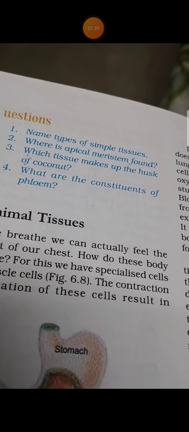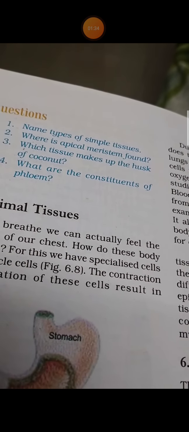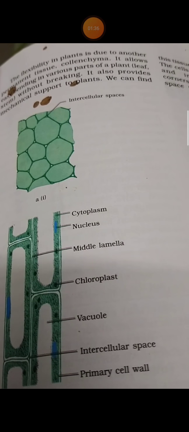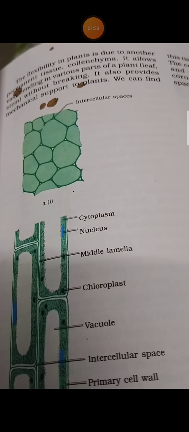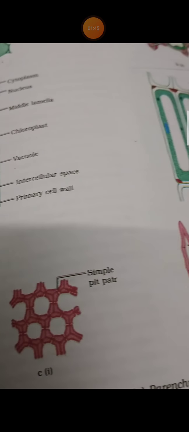Next one, name the types of simple tissue. The right answer is parenchyma, collenchyma and sclerenchyma.